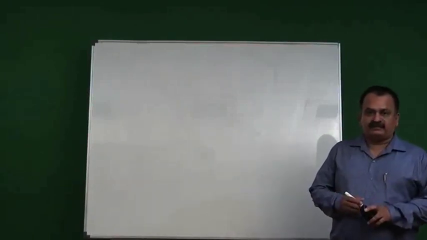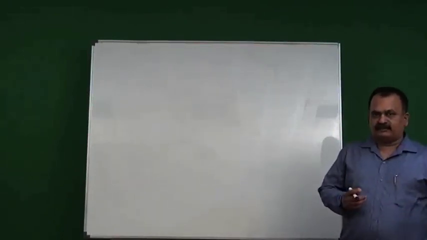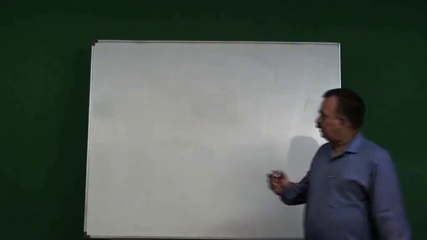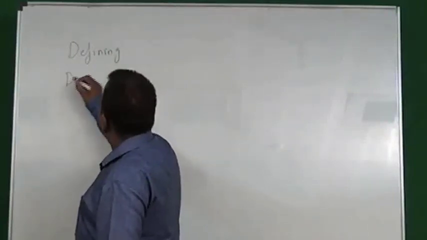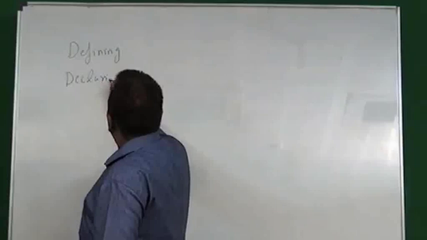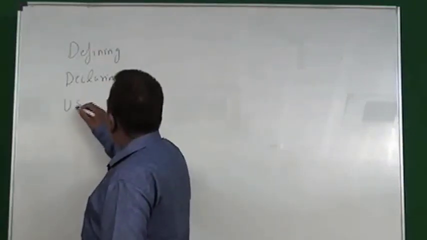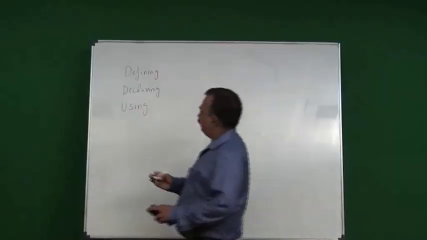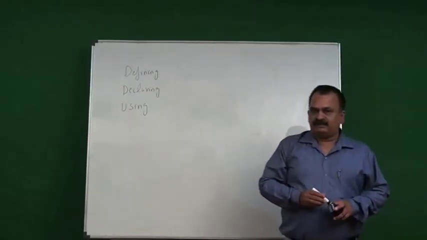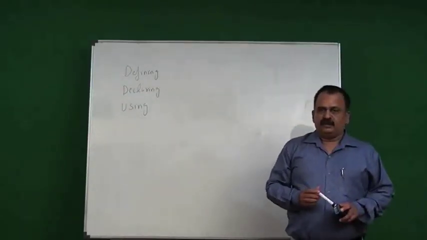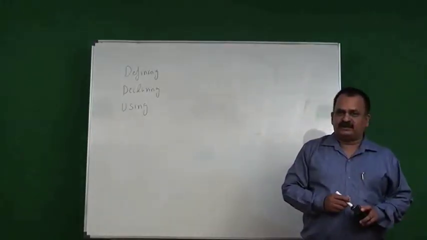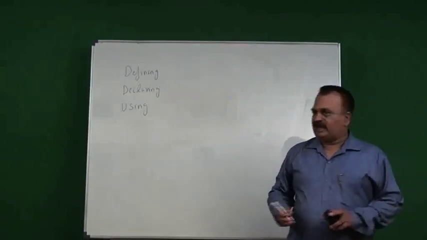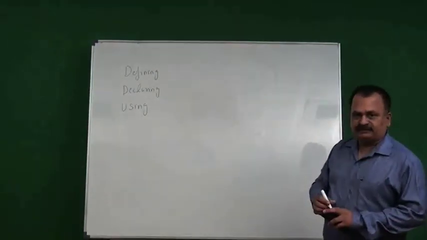When we say using a function, there are three aspects related to this. That is, defining the function, declaring the function, and using the function. We will discuss these three things related to user-defined functions in C language. We will start with the first one, defining the function.